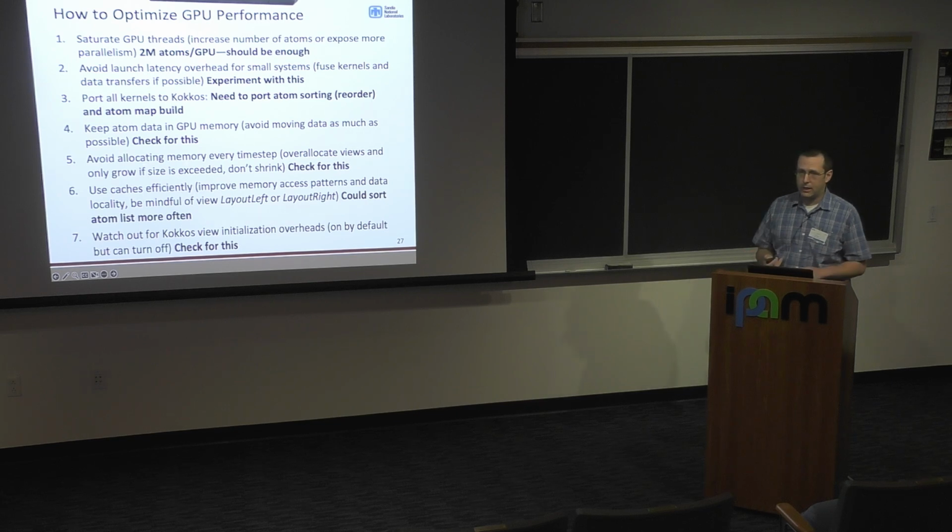Another thing to watch out for is allocating memory. So we want to over-allocate our views and only grow if the size is exceeded, so we're going to check for this. Use caches efficiently, so looking at data layouts, etc. One thing we could try is sorting the atom list more often to improve the data locality. And then Kokkos view initialization is on by default. We need to make sure that that's not a bottleneck as well.